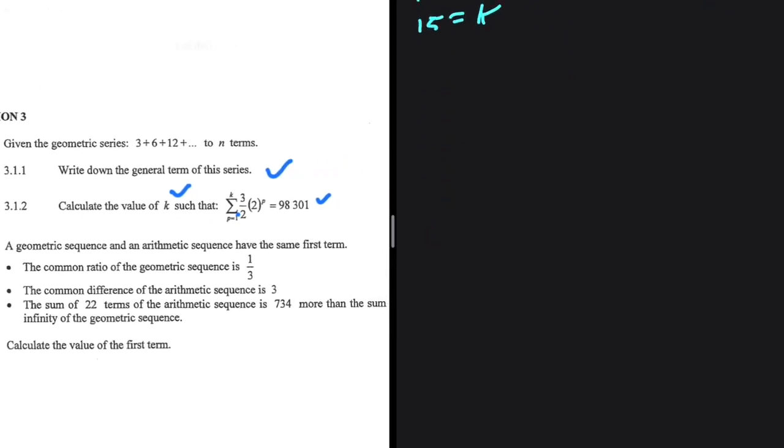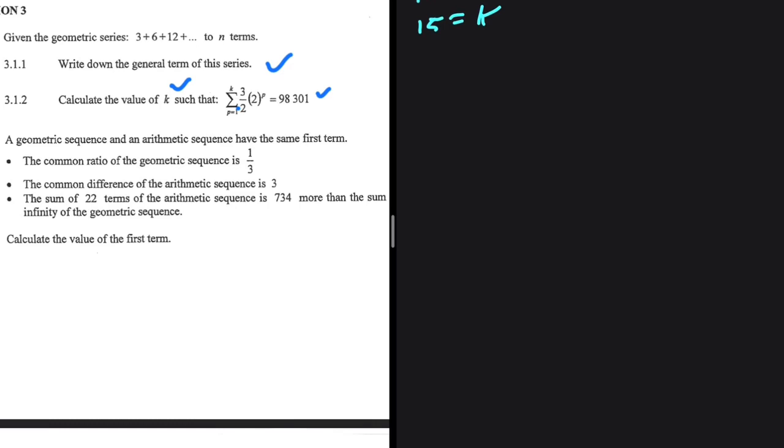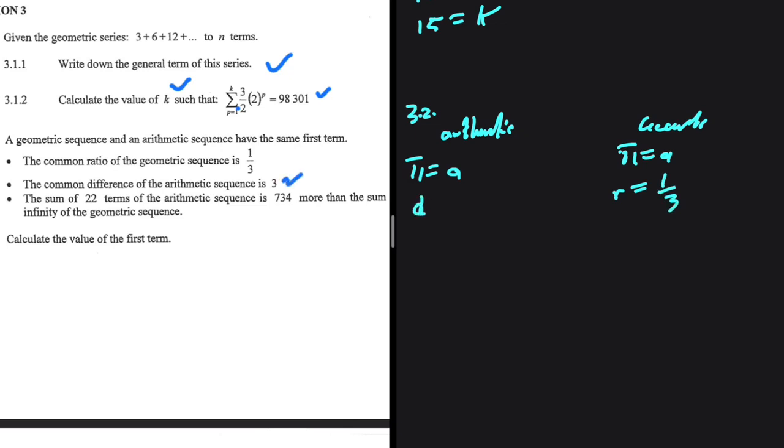Let's go ahead and do the last question, 3.2. So in 3.2, let's hear the story. A geometric sequence and an arithmetic sequence have the same first term. Okay, so let's have arithmetic and geometric. They have the same first term, so we have a and a. T1 is equal to a. This a is the same, right? And then the common ratio of the geometric series is 1 divided by 3. So common ratio r is equal to 1 divided by 3. And then the difference of the arithmetic is equal to 3. And then the story carries on.